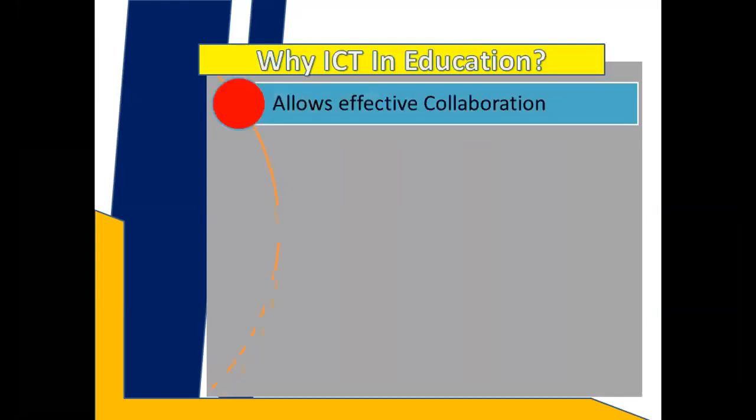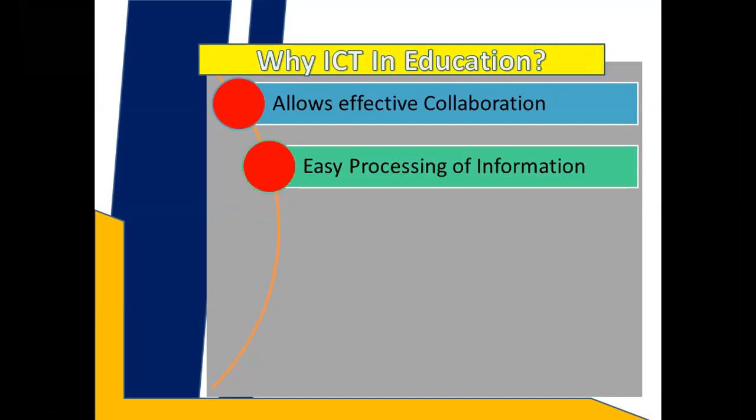Number one, it allows effective collaboration, and it is actually true. We have instant messaging. What are the examples that allow effective collaboration? Instant messaging, web conferencing, social networking. We have forums. We have wikis. Another one is the easy processing of information.